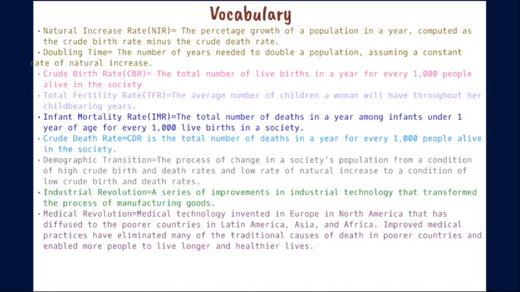Industrial revolution is a series of improvements in industrial technology that transform the process of manufacturing goods. The medical revolution is medical technology invented in Europe and North America that has diffused to the poor countries in Latin America, Asia, and Africa. Improved medical practices have eliminated many of the traditional causes of death in poor countries and enable more people to live longer and healthier lives.